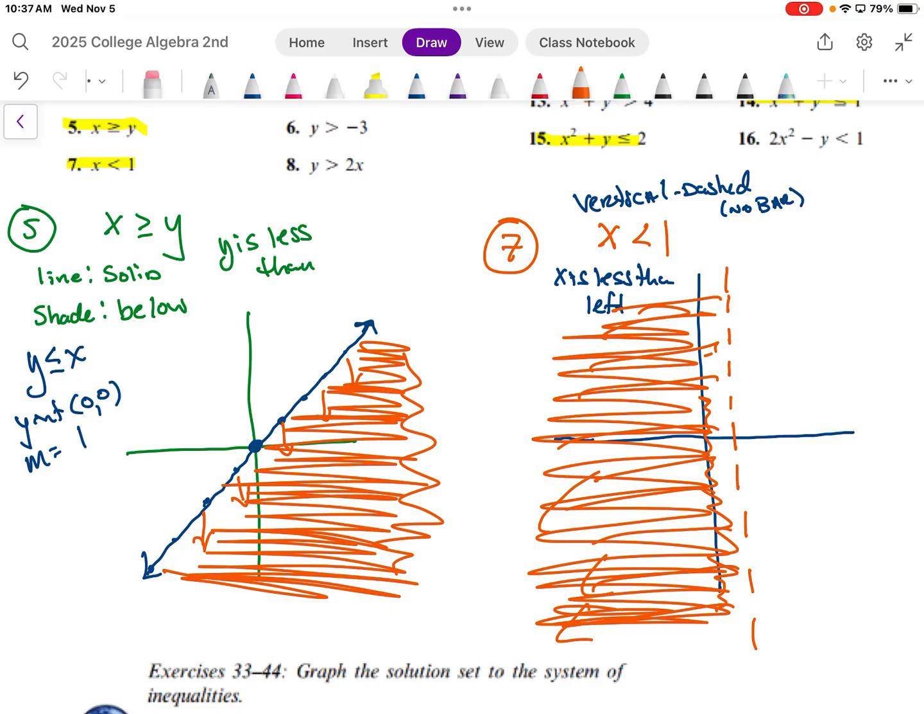Now for the diagonal lines, a lot of times what you can do, if you're not sure what's above and below, is turn your head according to the slope. So for example, on the first one, I got a slope that's positive, so I turn my head this way. That's above, that's below.